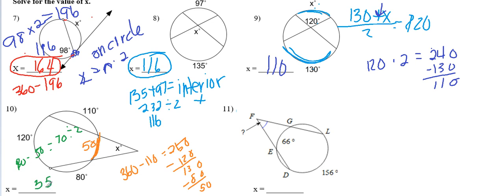Same thing for this one. 156 subtract 66. That's going to give us 90. Divided by 2 gives us 45.